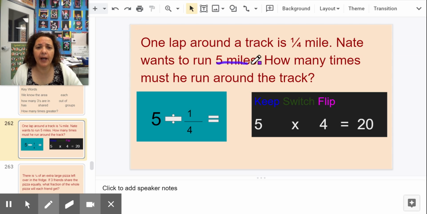And notice I have miles and miles, same label. So that usually means division. And I have a total, so it's going to be division. So it's 5 divided by 1/4. And remember, we keep the first number, we switch the operation, and we flip the 1/4 to the inverse, which is the reciprocal, 4/1, but we can get rid of the 1. And it's just simply 5 times 4 is 20. So he must run around the track 20 times.